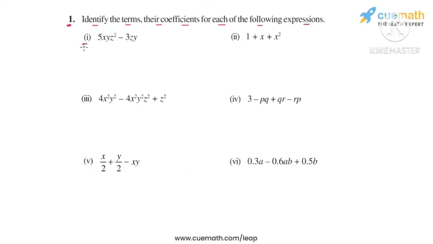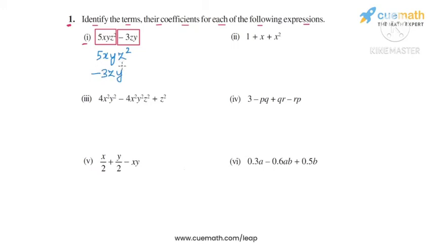In the first part, the expression is 5xyz square minus 3zy. So the two terms in this expression are 5xyz square and the second term is minus 3zy. So these are the two terms in this expression. So let's write these two terms. 5xyz square is one term and minus 3zy is the other term.